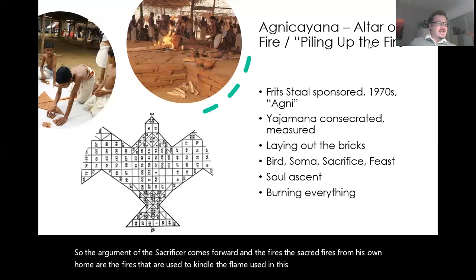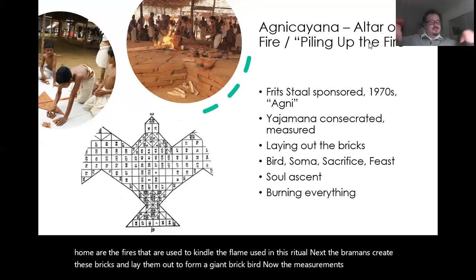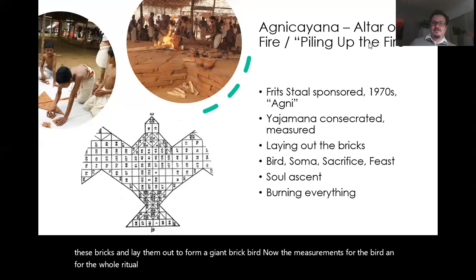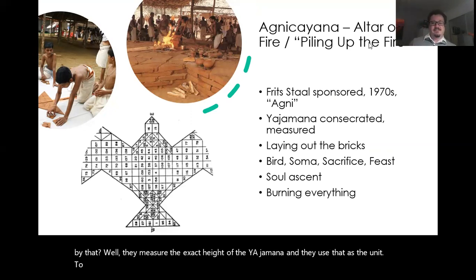Next, the Brahmins create these bricks and lay them out to form a giant brick bird. Now, the measurements for the bird and for the whole ritual space are in fact dependent on the body of the Yajamana. What do I mean by that? Well, they measure the exact height of the Yajamana, and they use that as the unit to measure out the ritual space and build the bird.